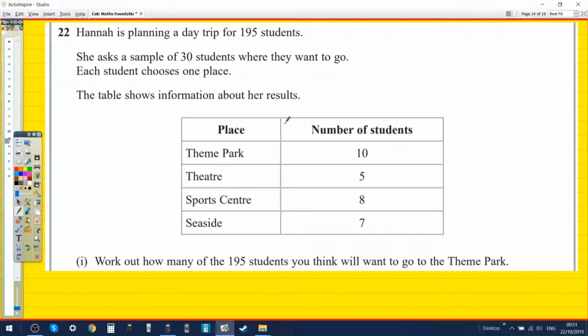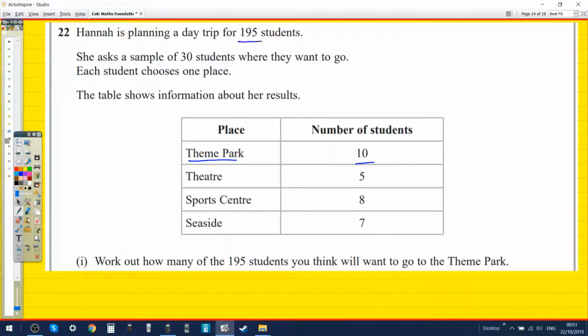This question is exactly the same thing. Hannah is planning a day trip for 195 students. She asks a sample of 30 students where they want to go. Each student chooses one place. The table shows information about her results. I'm not reading all that. Work out how many of the 195 students you think will want to go to the theme park. This one is theme park, and that is 10.